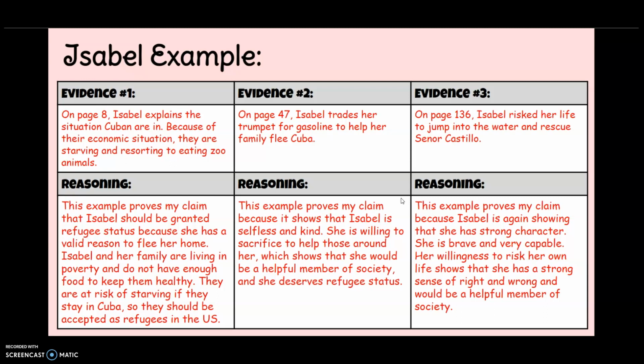So going back to those characteristics I mentioned at the very beginning, this is showing that she is very morally sound. She knows right and wrong. She's willing to risk her life to help other people. So hopefully in these 3 evidence examples, you can see that she is a good person and that she should be allowed into the U.S.